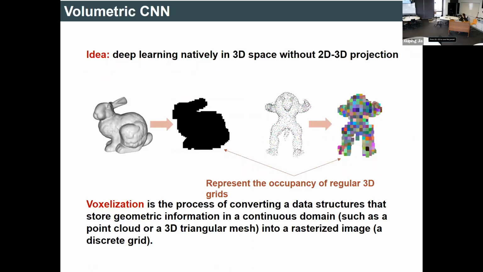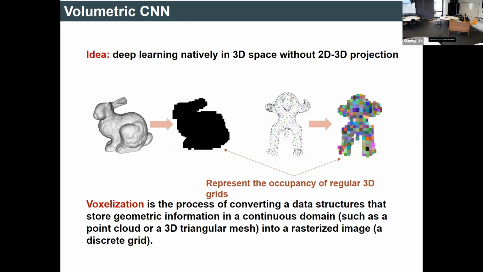Okay, so now the question is, can we do deep learning natively in the 3D space without 2D-3D projection? And the answer is yes. And volumetric CNN is this type of research. The idea is, given 3D data, we first try to build a certain voxelized representation. So we will decompose this space into cells, where each cell is basically a small cuboid. And then we will record certain information in the cuboid. For example, we could record a binary or indicator variable indicating whether this cell is occupied or not by the object surface. And this process is called voxelization.